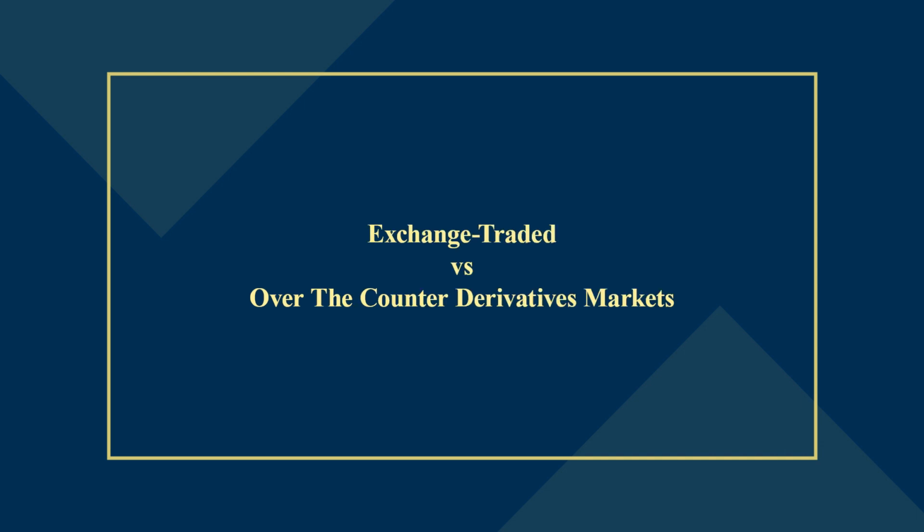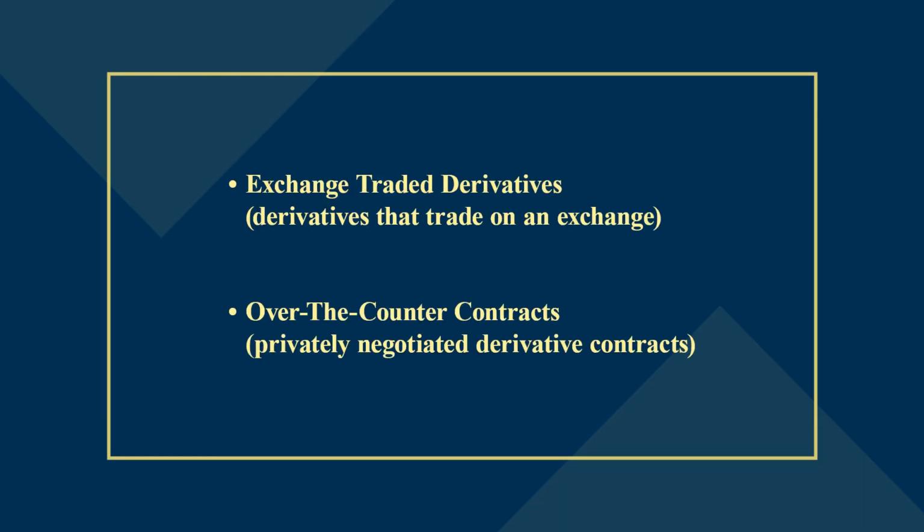Talking about exchange traded versus over-the-counter derivative markets. As the word suggests, derivatives that trade on an exchange are called exchange traded derivatives, whereas privately negotiated derivative contracts are called over-the-counter contracts. There has been a sharp growth of around 40% a year in the over-the-counter derivatives markets globally. The recent developments in information technology have contributed to a great extent to these developments. While both exchange-traded and over-the-counter derivative contracts offer many benefits, over-the-counter derivative contracts are more flexible than exchange-traded contracts.